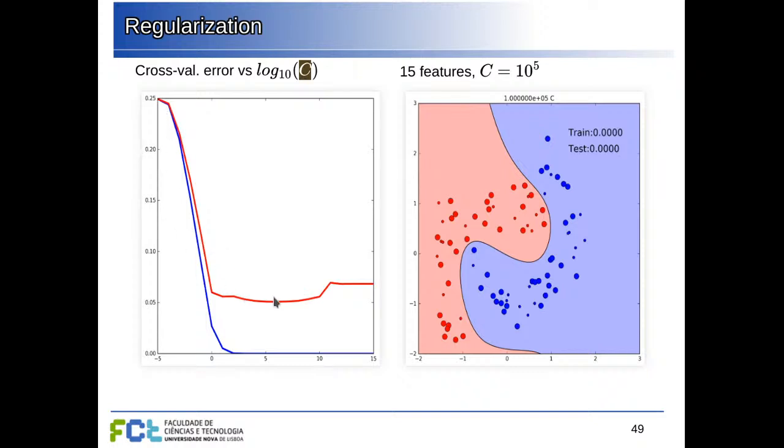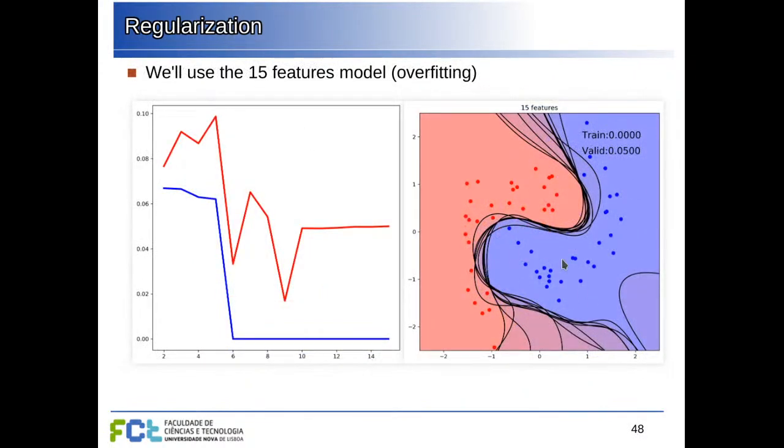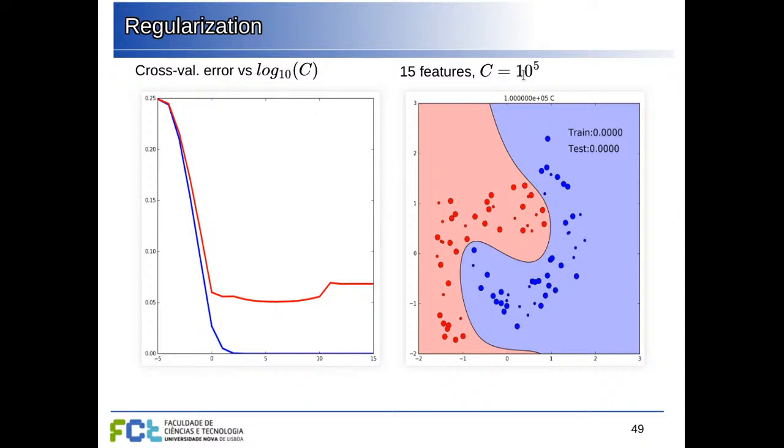But eventually the cross-validation error starts to increase a bit. And we can see the minimum to be here at around C at 10 raised to the power of 5. This is a logarithmic scale. And so we can use that. We can use this 15 feature model, but with a small amount of regularization. Remember that this is 1 over 10 raised to the power of 5. Just this tiny bit of regularization is enough to stabilize everything there. And now we have a very good discrimination between the two classes.